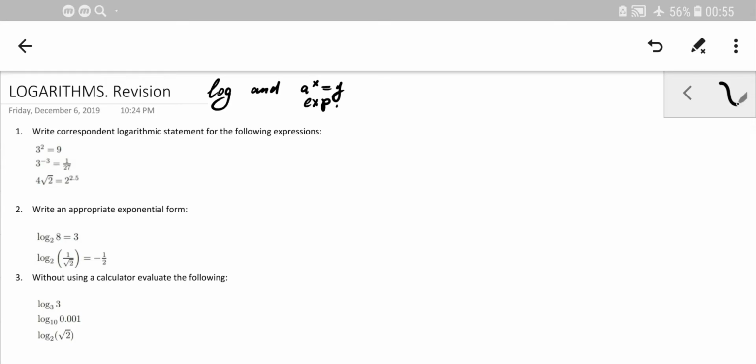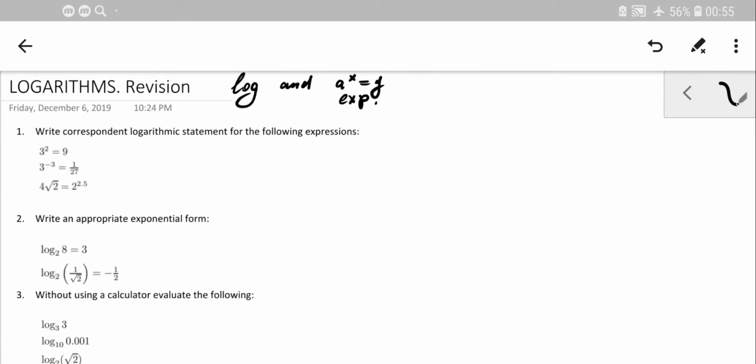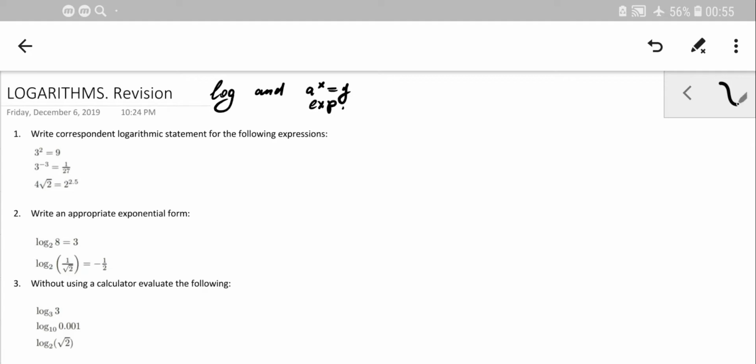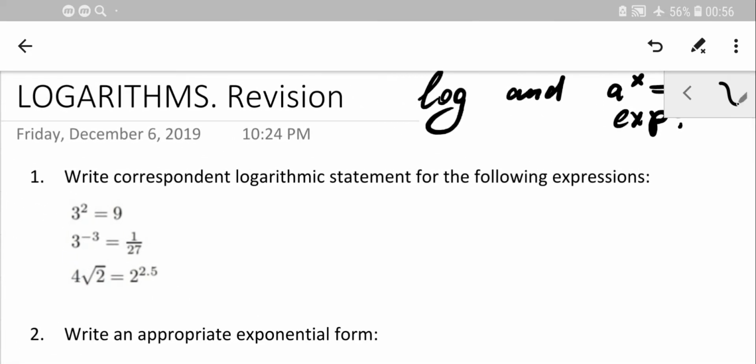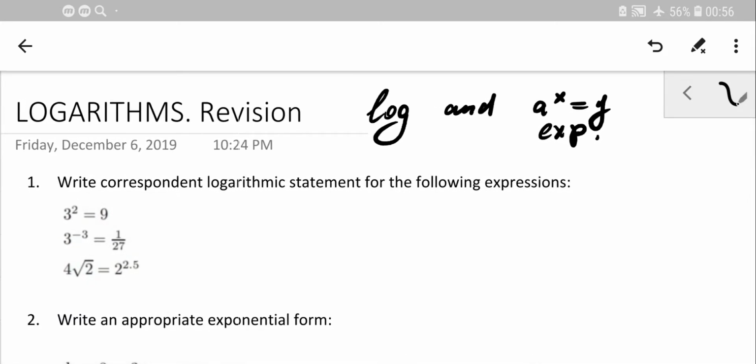All right, so let's get to the point. Try one more time: pause the video, try to do it on your own, and then watch my explanation. Okay, let's get started. The first one is an exponent form, 3 to the power of 2 equals 9, and we need to convert it into a logarithmic statement. I'll show you the practical way to do that.